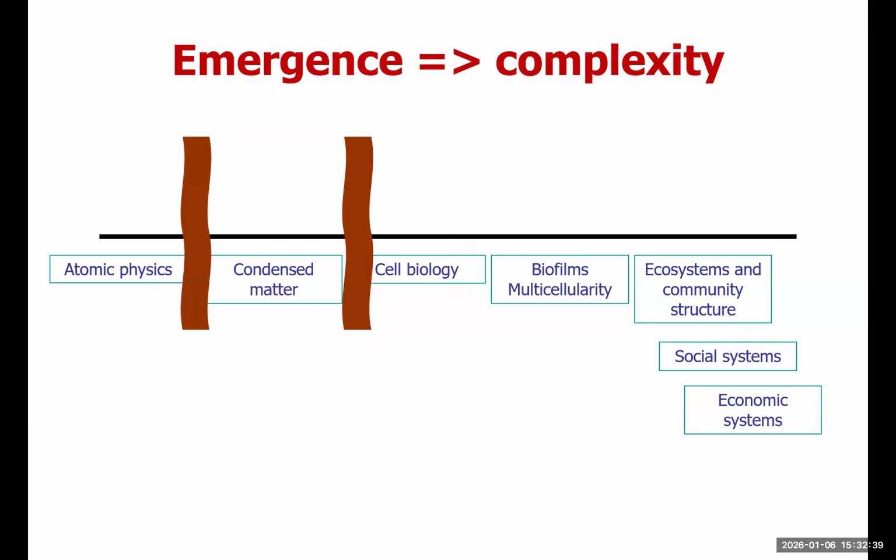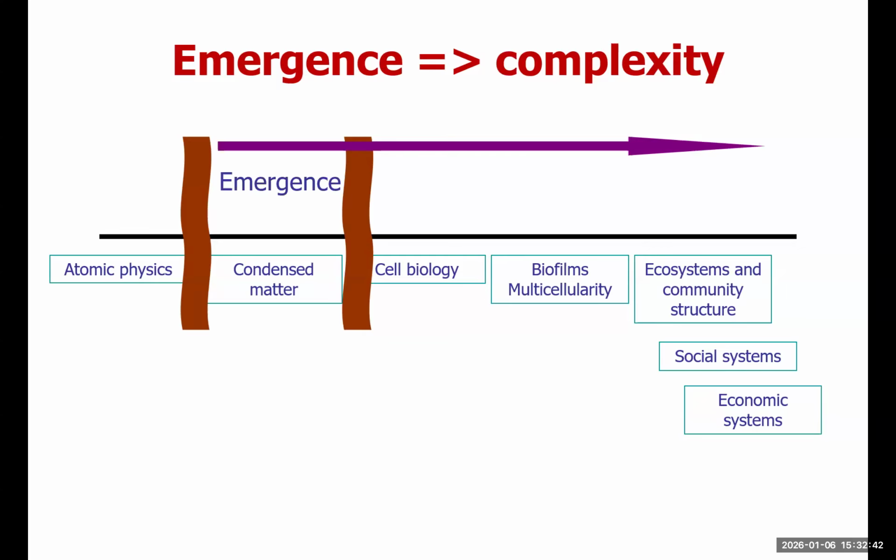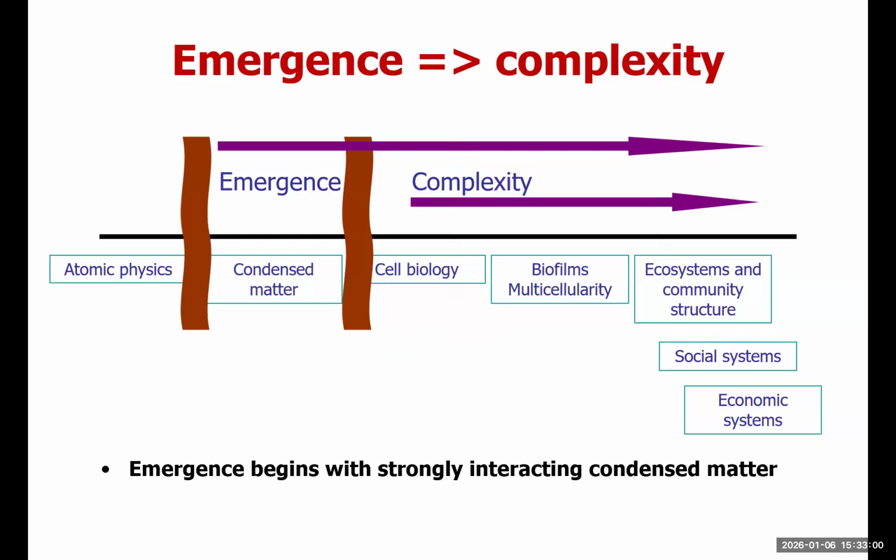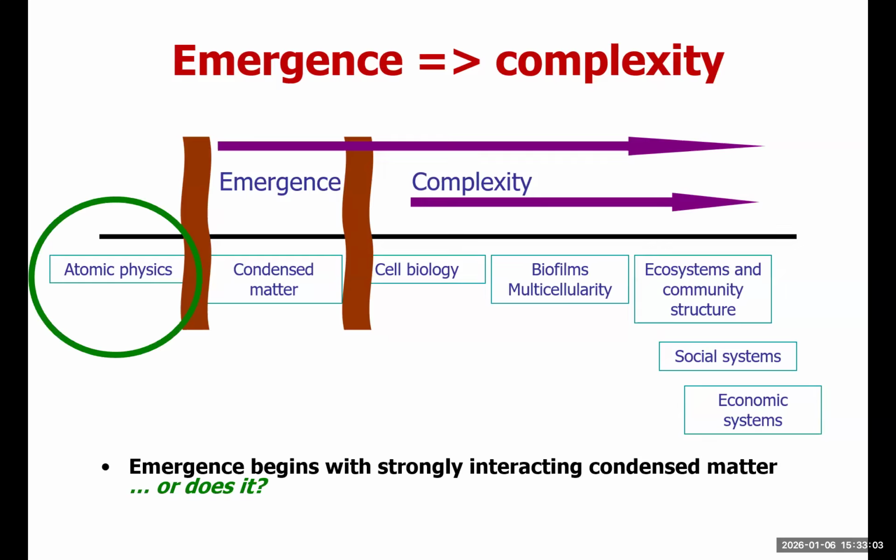that you can see in phenomena in science. And you might say, well, if I want to understand where do I see emergence, well, obviously not at atomic physics, but once I put the atoms together, then I start getting emergent properties, and ultimately I get complex systems. So complexity, you might say, is like when you're looking at biology, neuroscience, and so on and so forth. So emergence begins with strongly interacting condensed matter, or does it?